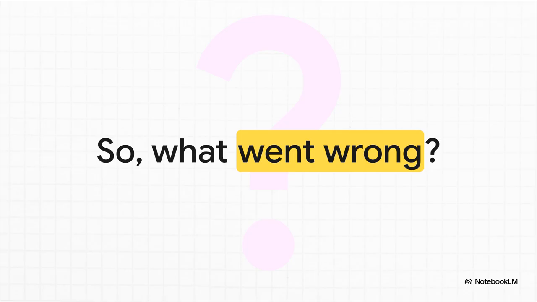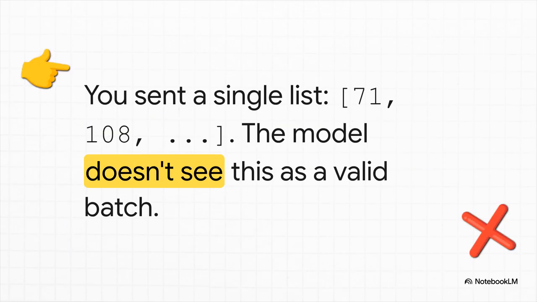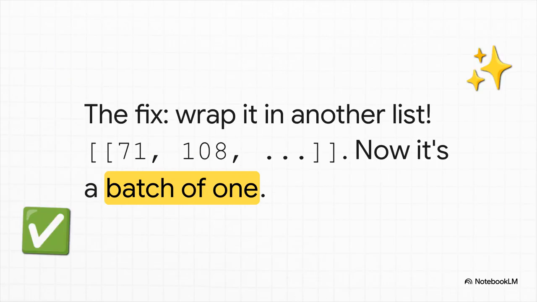What's the problem here? And here's the answer. And honestly, it's surprisingly simple. These models are built to be workhorses. They're designed to process batches of sentences all at once for maximum efficiency, not just one at a time. Visually, this is what you sent the model, just a single, flat list of numbers. The model sees this and thinks, nope, this isn't the right shape. I'm expecting a batch.